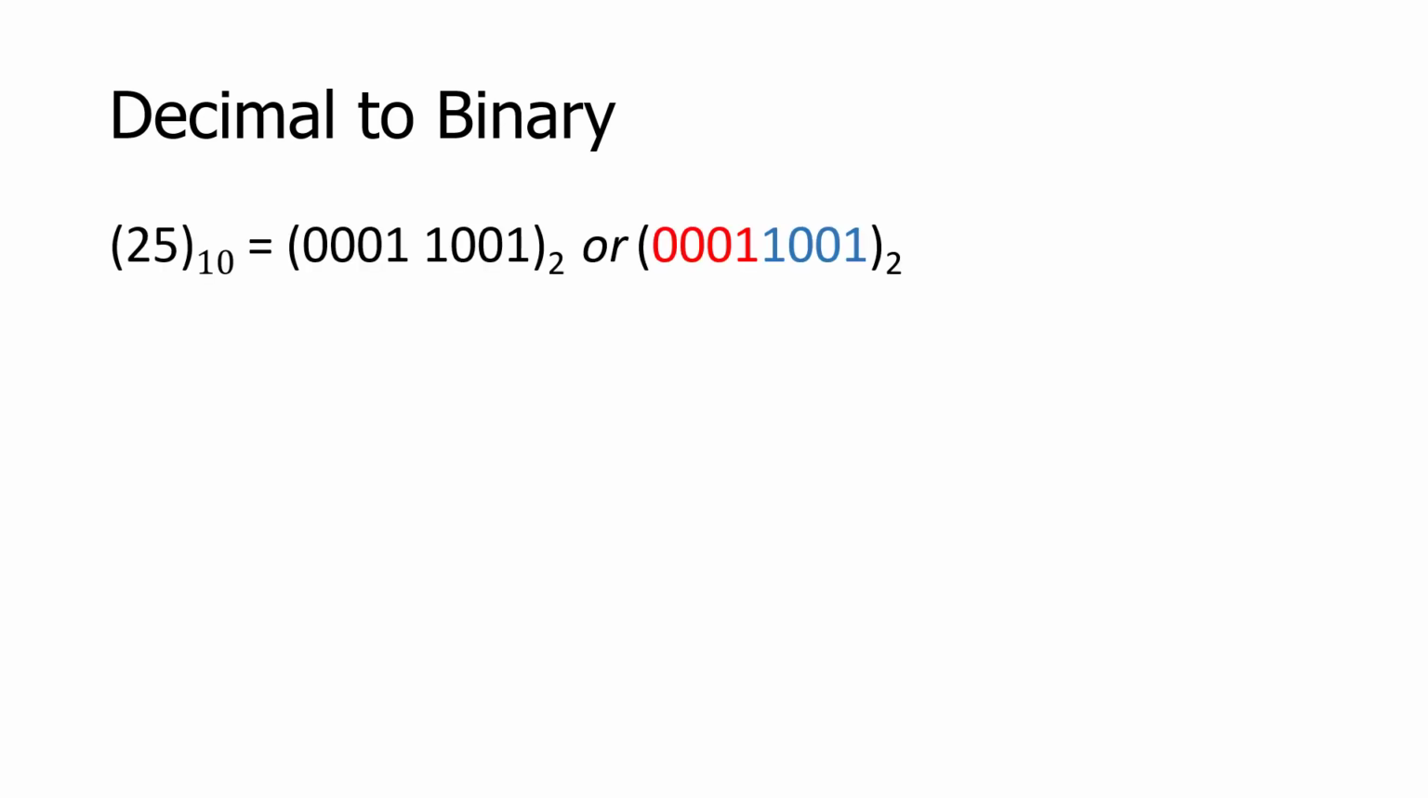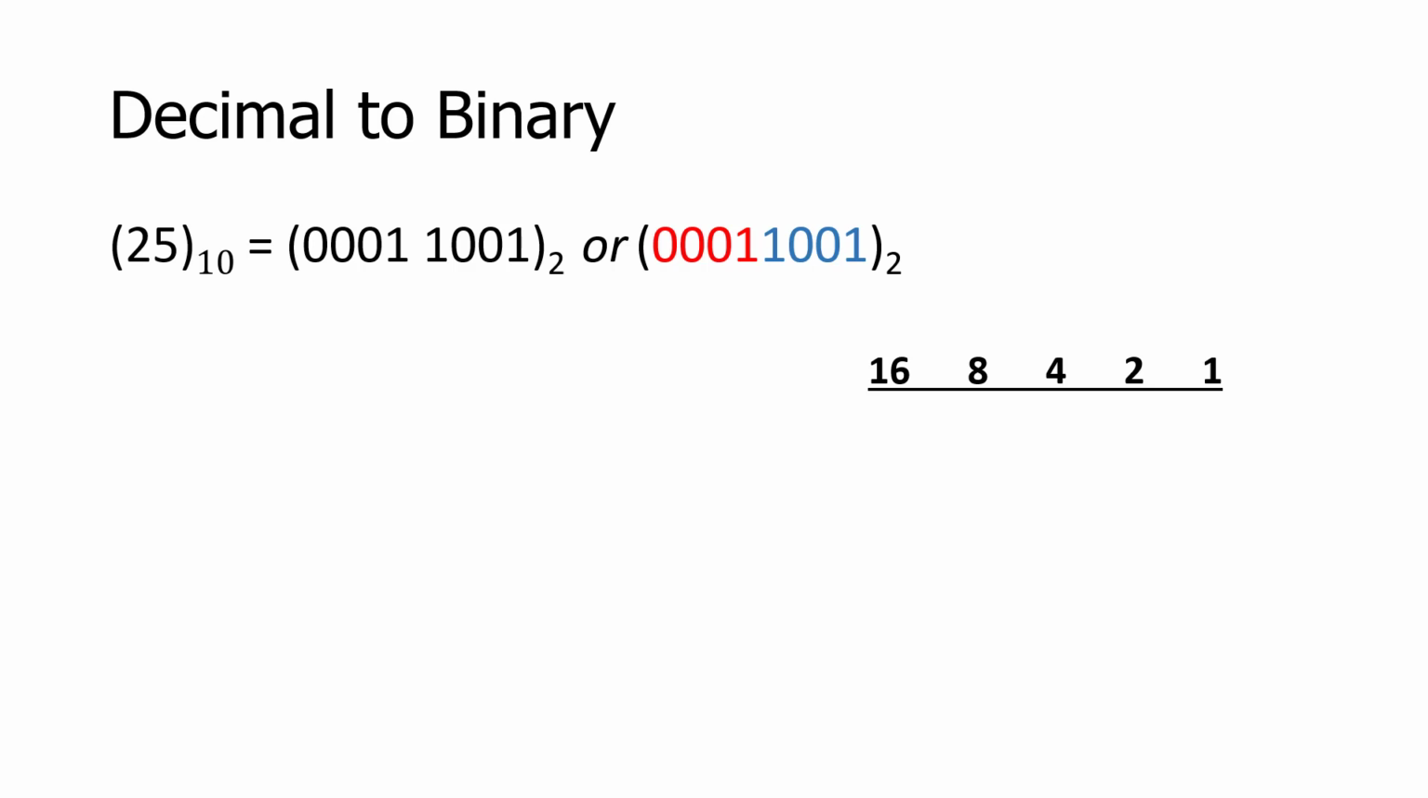Okay, let's see another number, 25. We can use the same formula. So 1, 2, 4, 8, 16. 16 plus 16 is 32, which is greater than 25. I'm not going to use that 32 anyway. That's why I'm not adding here in this series.